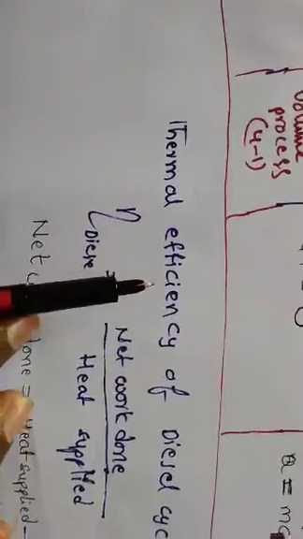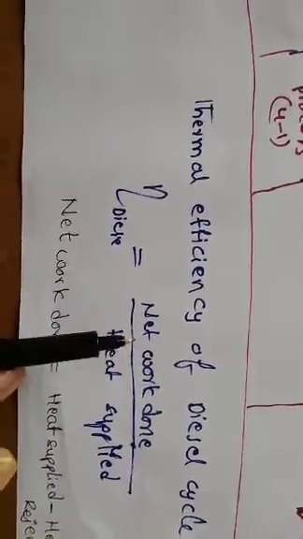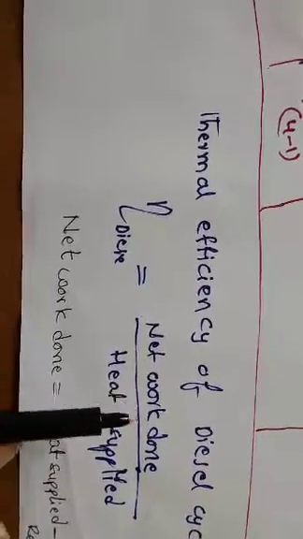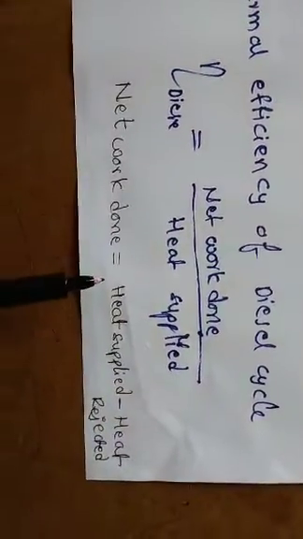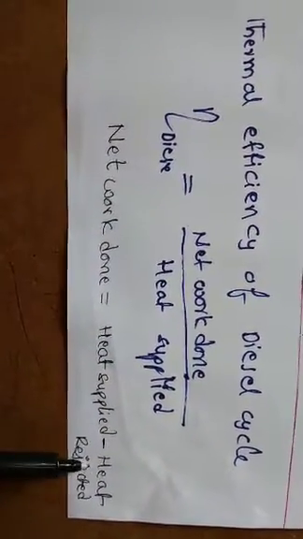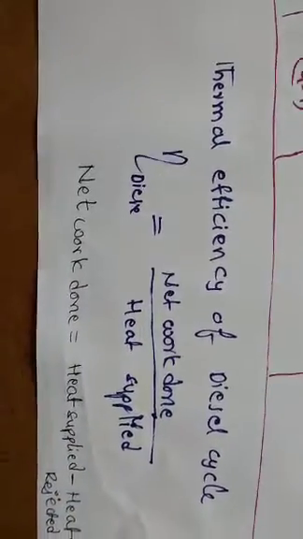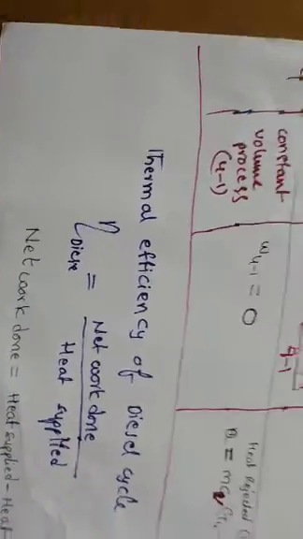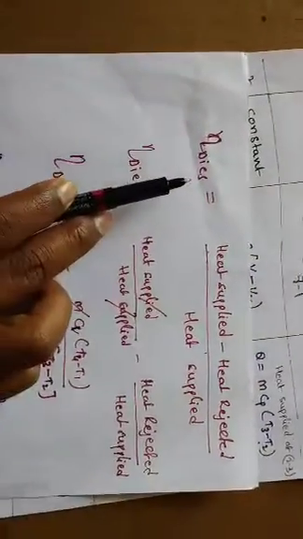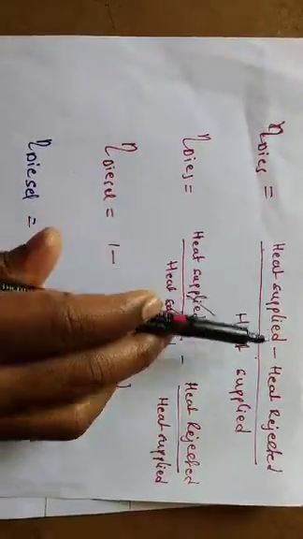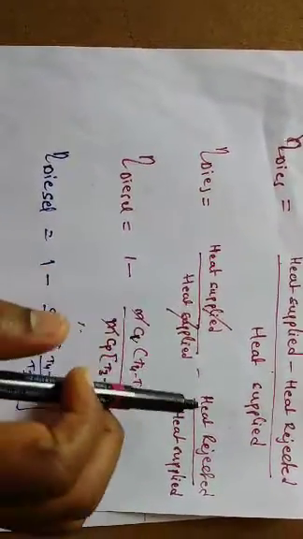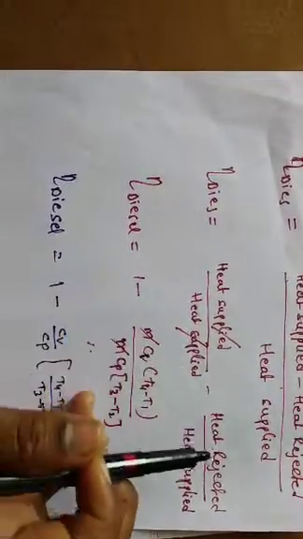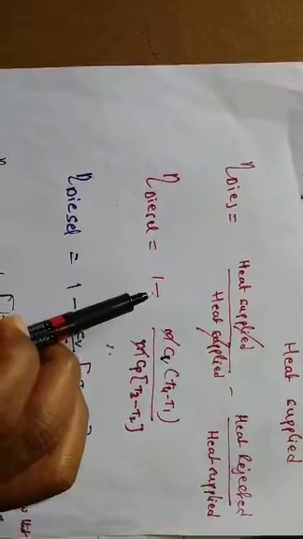So already we know the general formula of thermal efficiency of the diesel cycle is net work done divided by heat supplied. The general formula for net work done is heat supplied minus heat rejected. So the efficiency of the diesel cycle is (heat supplied minus heat rejected) by heat supplied. That is heat supplied divided by heat supplied, minus heat rejected by heat supplied. The heat supplied gets cancelled, so here it becomes 1 minus.